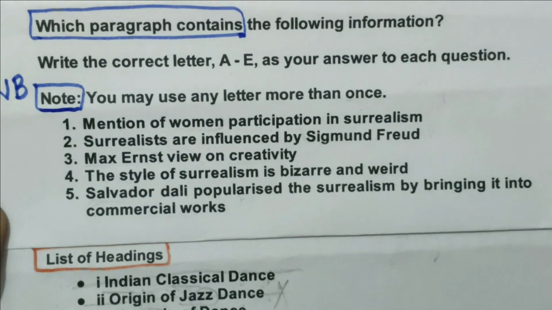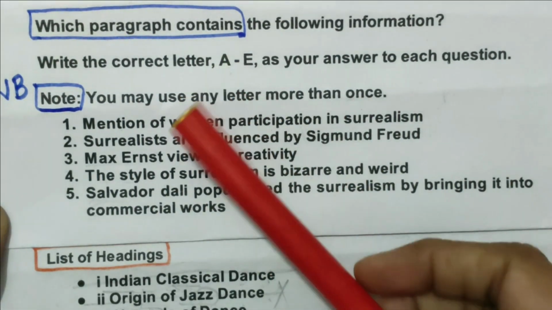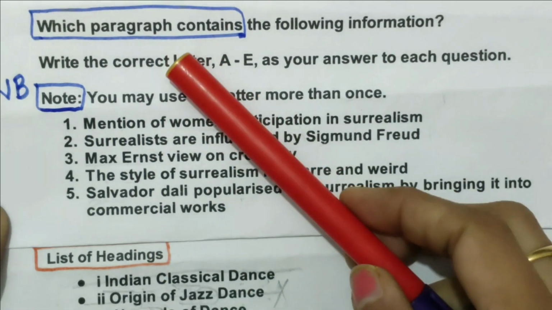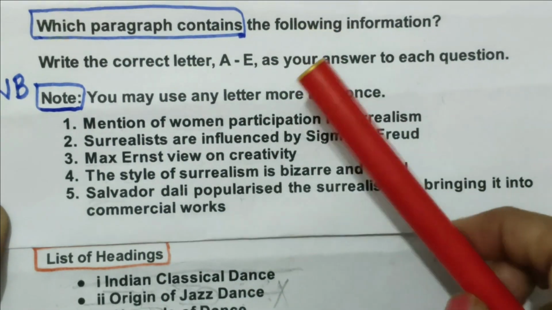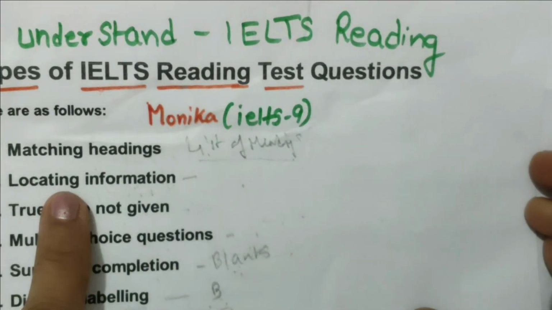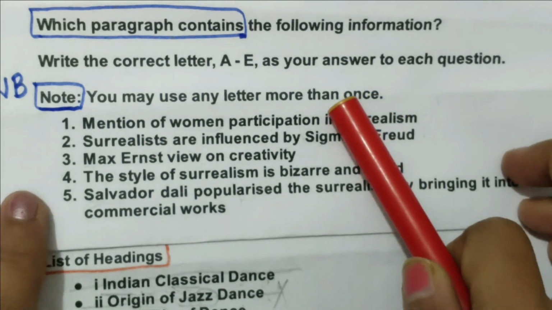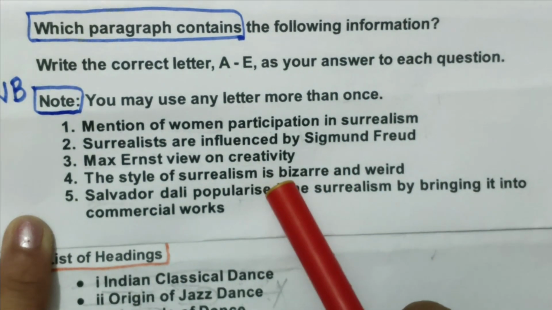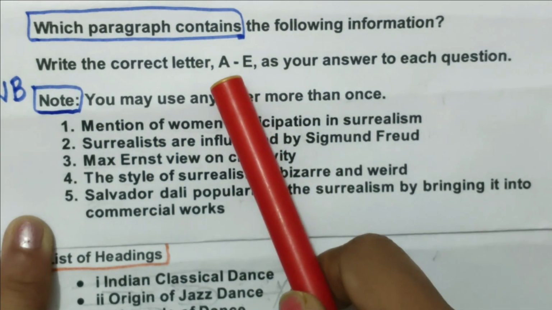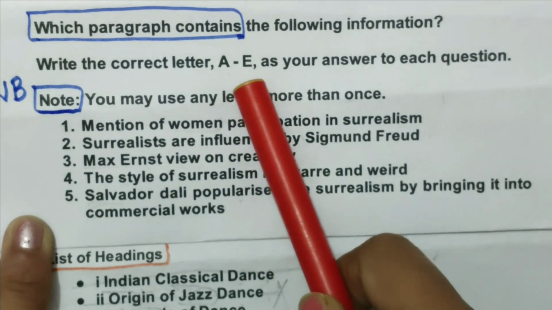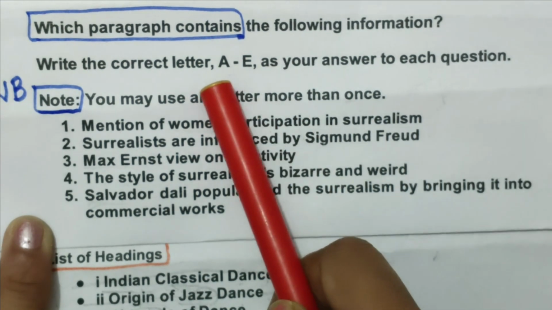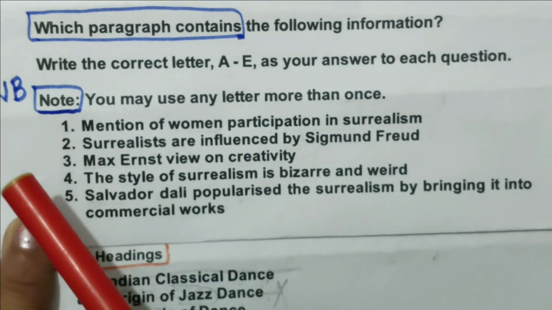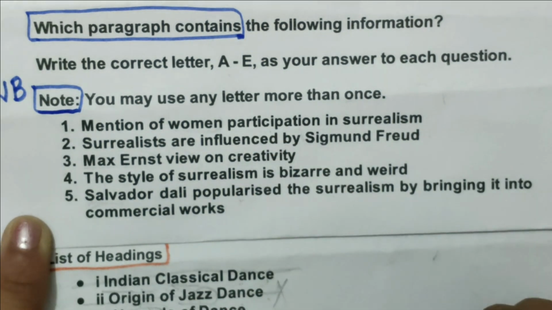Okay, you can see this list of headings. These are list of headings. This is which section contains the following information, meaning we are going to find the information. These locating information questions are information, and we have to find this information in these paragraphs. So paragraphs A to E will be there in the passage because they have given instructions, and NB is also given. So let's find the difference first.